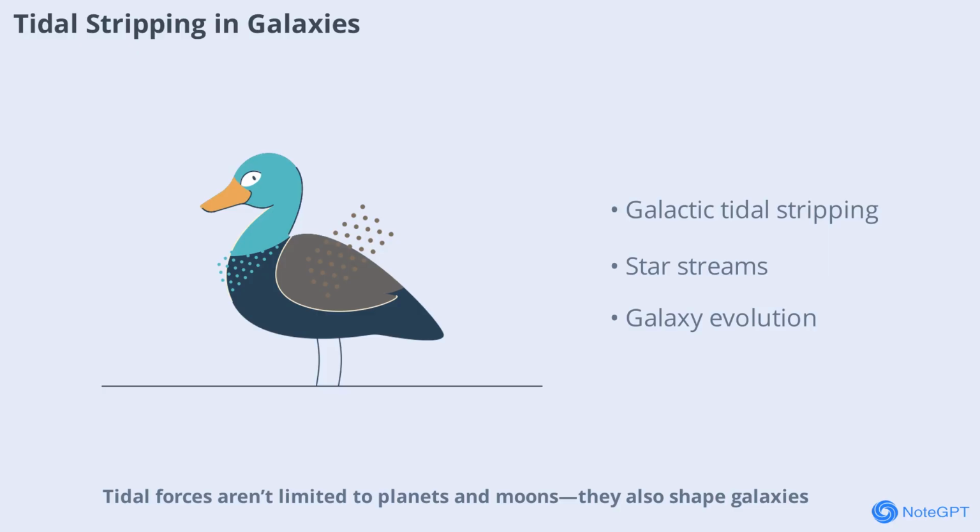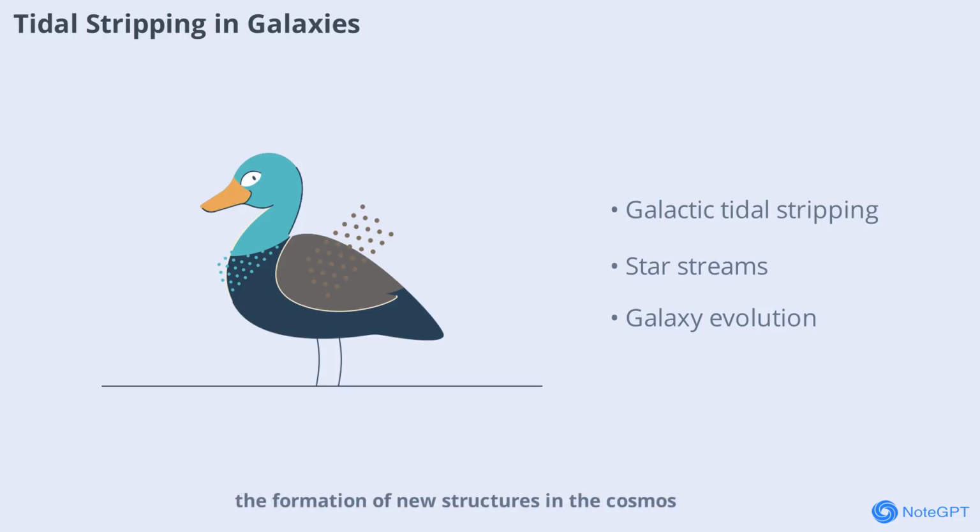Tidal forces aren't limited to planets and moons, they also shape galaxies. When galaxies pass close to each other, tidal forces can strip away stars and gas, creating long streams and tails. This process, known as tidal stripping, plays a major role in galaxy evolution and the formation of new structures in the cosmos.